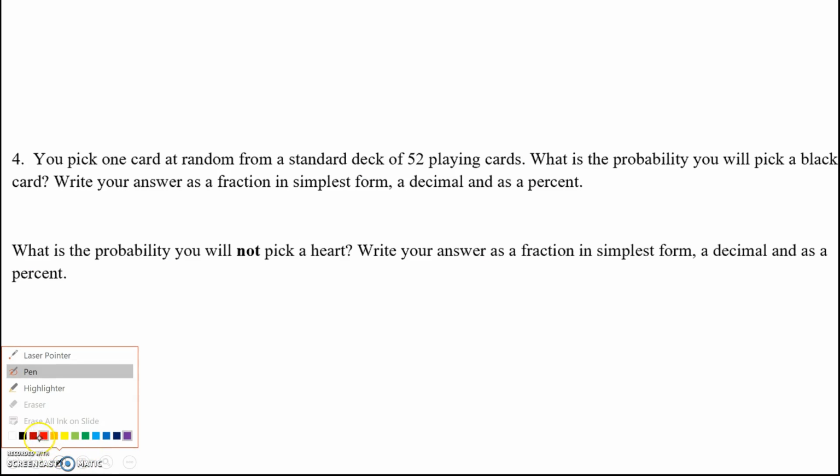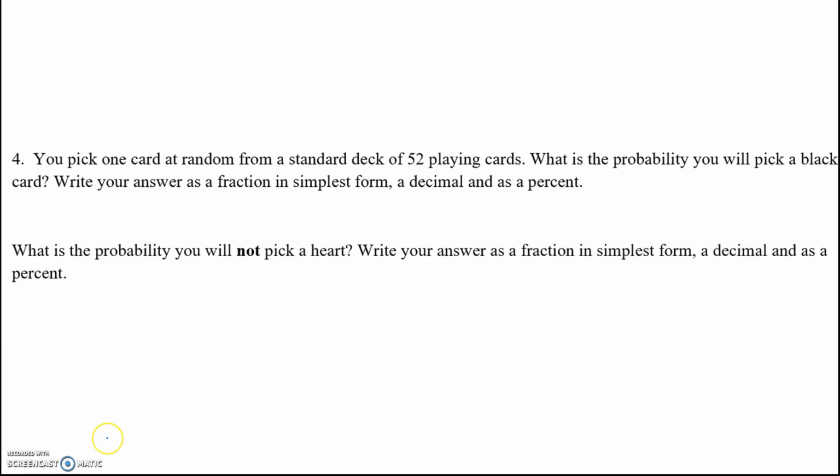Okay, so next one we have, it says you pick 1 card at random from a standard deck of 52 playing cards. What is the probability you will pick a black card? Okay, write your answer as a fraction in simplest form, a decimal, and as a percent.